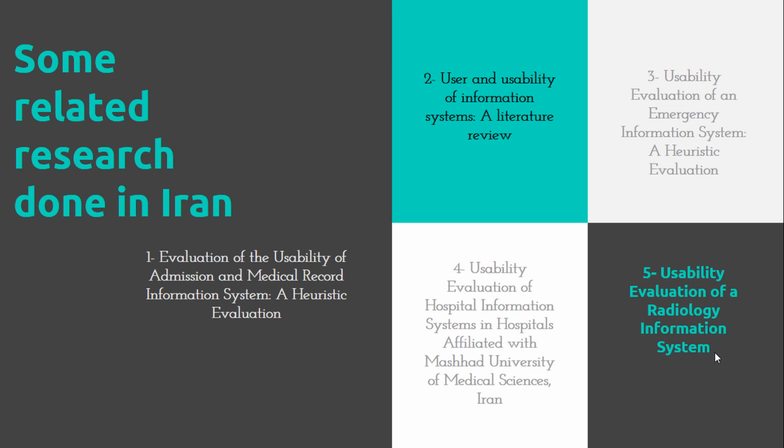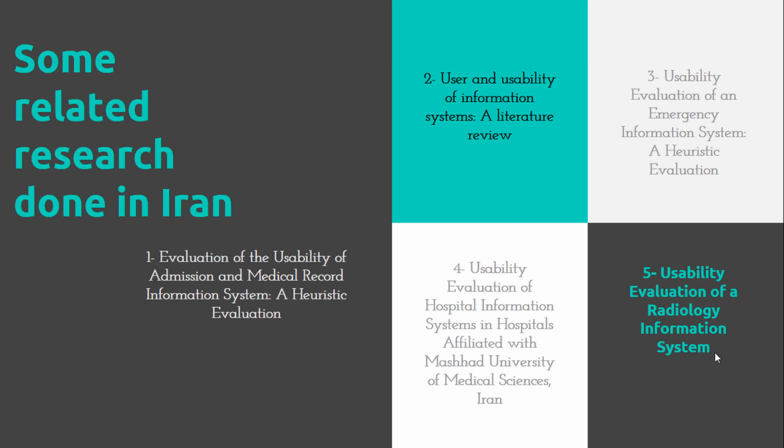But since HIS is definitely not a learning system, they mostly use the other heuristic checklist, Nielsen's, which has 10 items: visibility of system status, match between system and the real world, user control and freedom, consistency and standards, error prevention, recognition rather than recall, flexibility and efficiency of use, aesthetics and minimalist design, help users recognize, diagnose and recover from errors, and finally help and documentation.